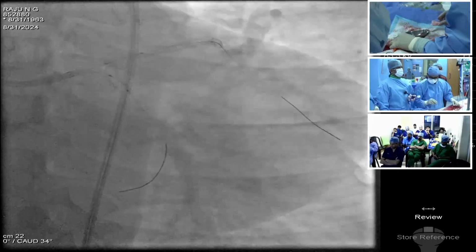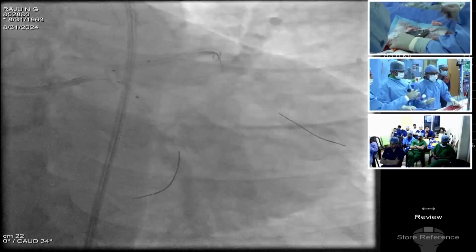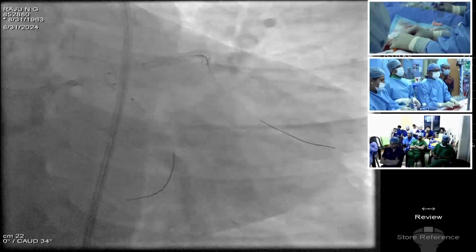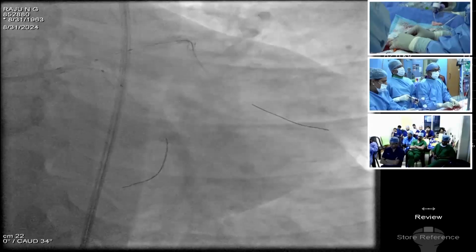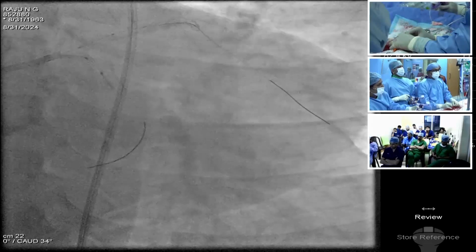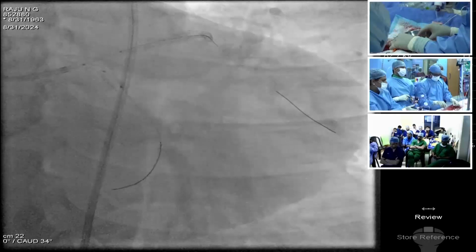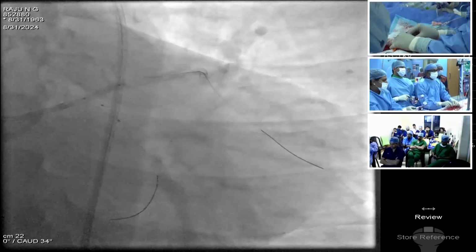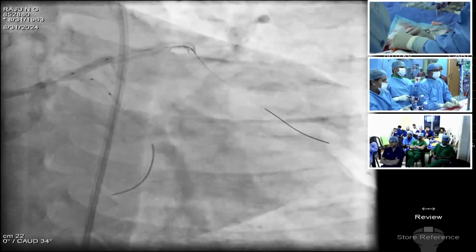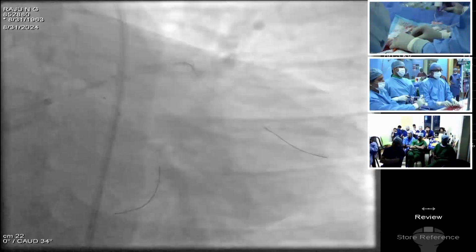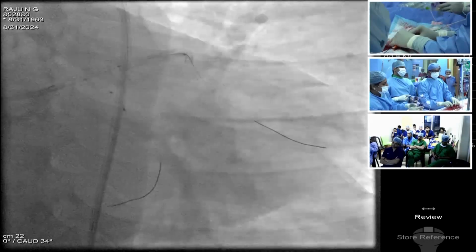LAD balloon. Who is having the LAD? Mali, have the LAD balloon. Okay, dilate the LAD balloon. 12, 14, 16. Negative. Again the LAD balloon. Once again, I'll tell you. Okay, 14, 16, 18, 20. Negative. Now we'll post dilate the circumflex.